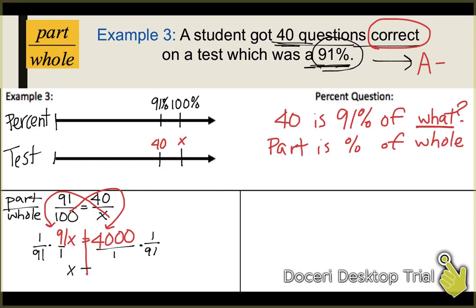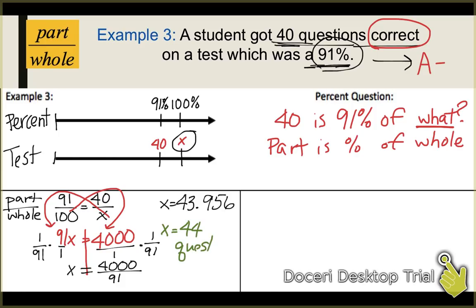So on this side I get 4,000 over 91. And this here is just a fraction, and fraction means division. So if I were to divide that, I would get 43.956. Wait, what? Does that make sense? Well, aren't I trying to find the whole amount? Shouldn't that be a nice easy number? You're right, it should be a nice easy number. So we're going to talk about x is equal to 44 questions.